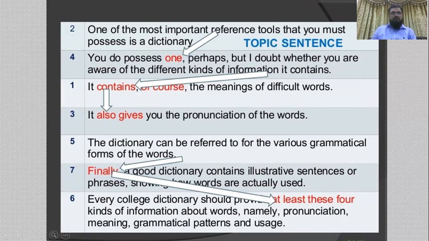Okay, every college dictionary should provide at least 4 kinds of information about the words, namely pronunciation, meaning, grammatical pattern, and usage. So this is how a paragraph should be interconnected and coherent.